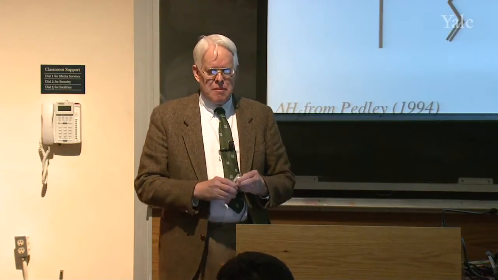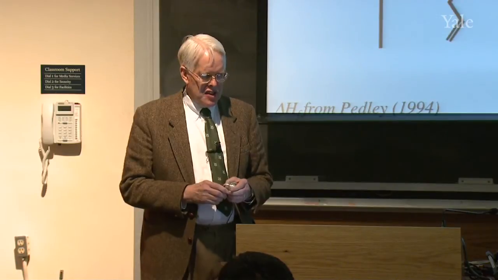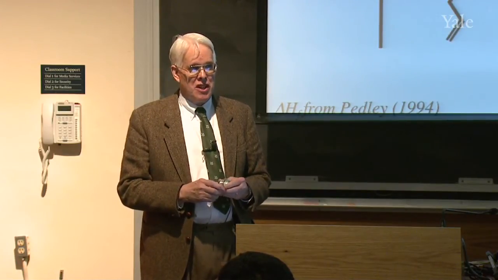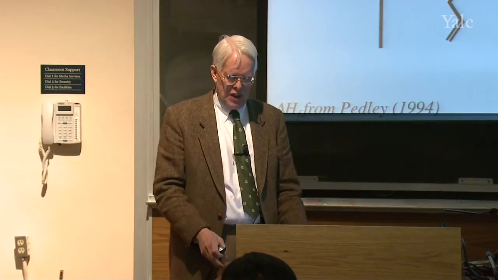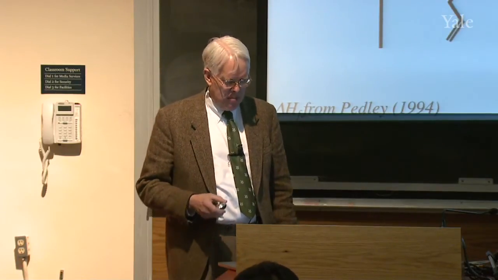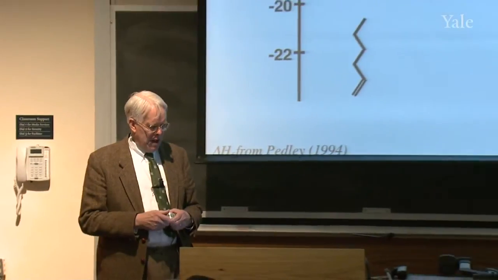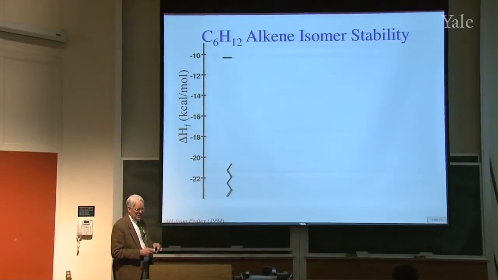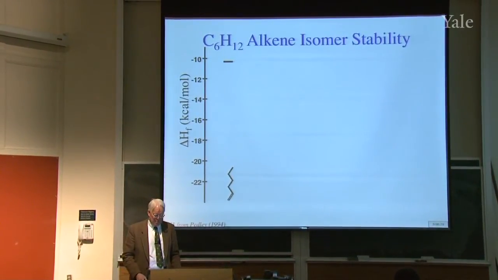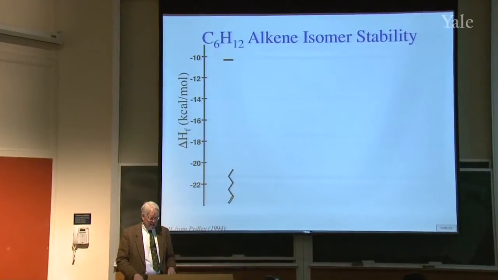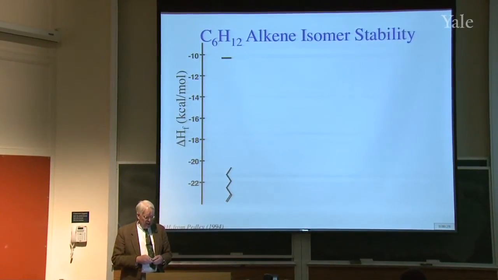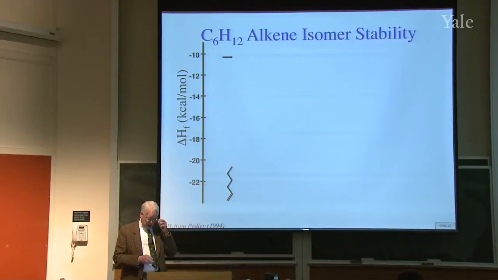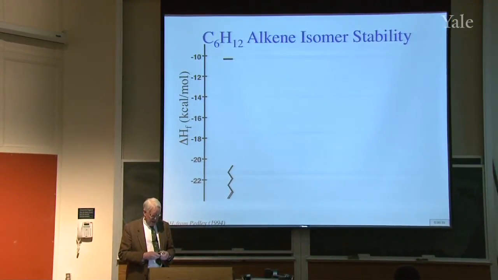So if we look at the stabilities of these C6 alkene isomers that we talked about last time, we showed how you could get the numbers for those from the NIST website. It's also possible to get them from this book by Pedley. That's the one that Professor Weiberg, who's a big expert on this, recommended to me as a good source. So here's the heat of formation of the straight chain with the double bond in the number 1 position.